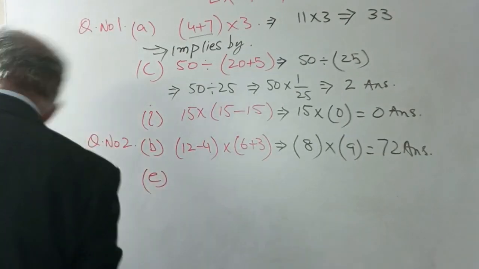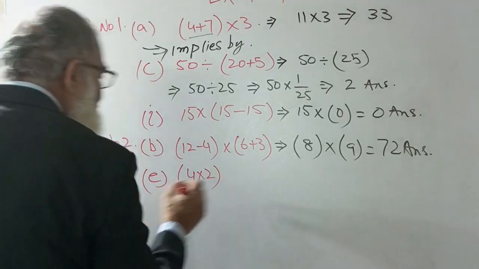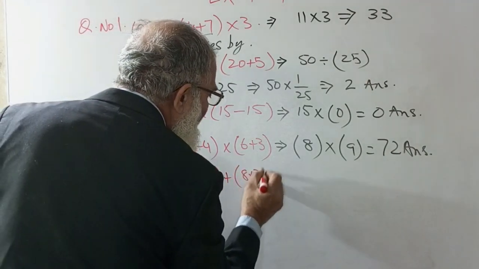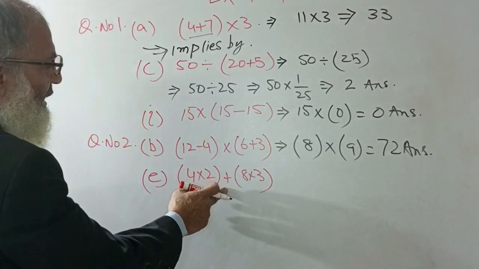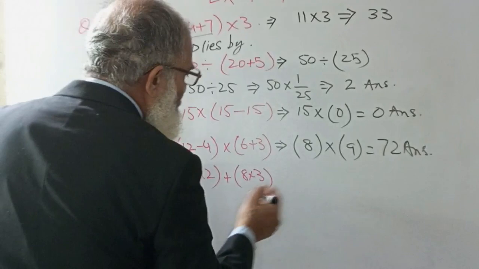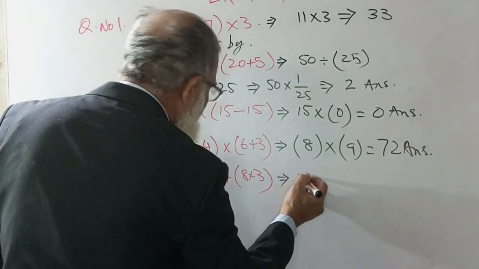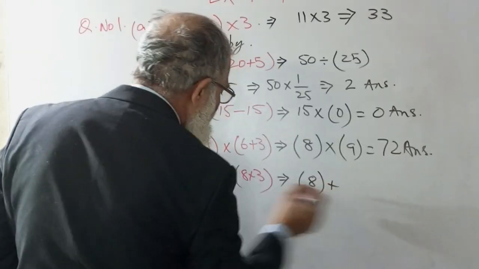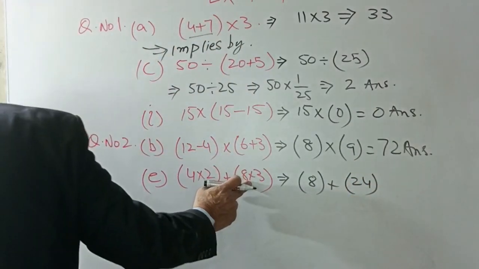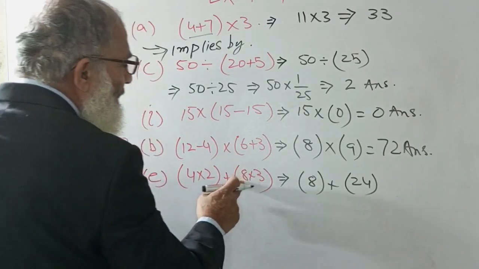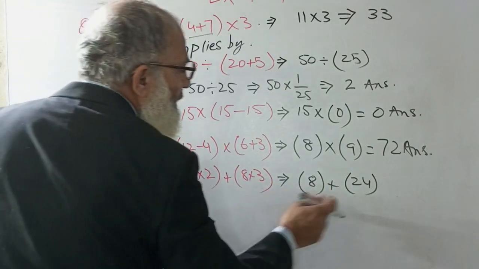Part E. 4 multiplied 2 plus 8 multiplied 3. 4 multiplied 2, 8 multiplied 3, and the operational sign is a plus. So what we do, simultaneously solve these two brackets at the very start. 8 plus 24, because this is a multiplication sign. 8 times 3 is 24, and plus sign here, and then again 8, and it becomes 32.